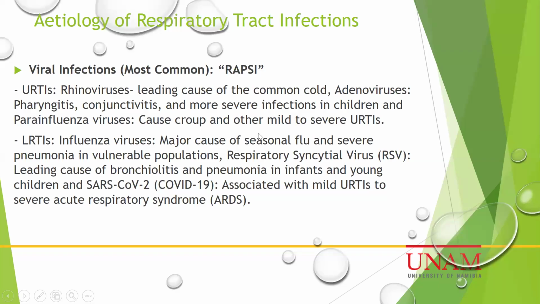infections. For the lower respiratory tract infection, the causative agents include the influenza viruses, which are responsible for seasonal flu and severe viral pneumonia in vulnerable populations. We have the respiratory syncytial virus, which is a leading cause of bronchitis and pneumonia in infants and young children. We have our popular, notorious COVID-19, which is associated with mild upper respiratory tract infection to severe acute respiratory syndrome, ARDS.